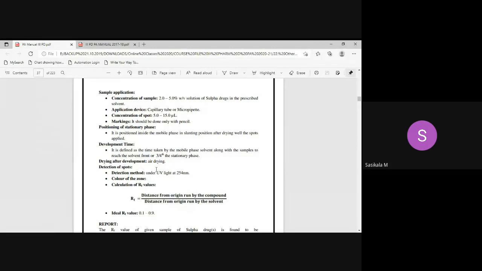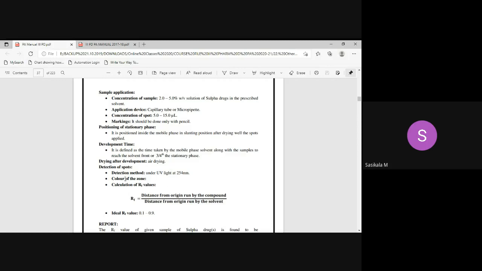Then drying after development is air drying, or you can keep the plate at 40 to 60 degrees Celsius. Whatever temperature you applied for sample drying, the same can be applied after development also. Or if you keep it at room temperature or under air, it will dry soon. Then you can go for detection of spots.